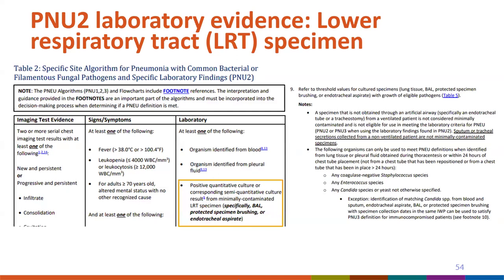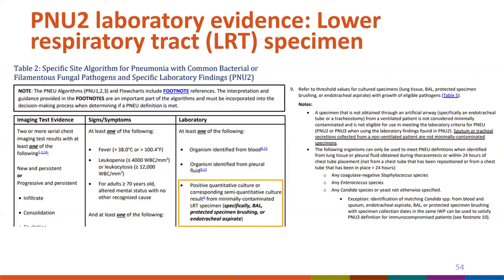Next is positive quantitative culture or corresponding semi-quantitative culture result from minimally contaminated lower respiratory tract or LRT specimens, which are specifically bronchoalveolar lavage or BAL, protected specimen brushing, or endotracheal aspirate specimens. As you can see, information from footnote number 9 is part of this laboratory element. In footnote number 9, the first bullet specifies that sputum and tracheal aspirate specimens collected from non-ventilated patients are not minimally contaminated and cannot be used to meet this laboratory element.